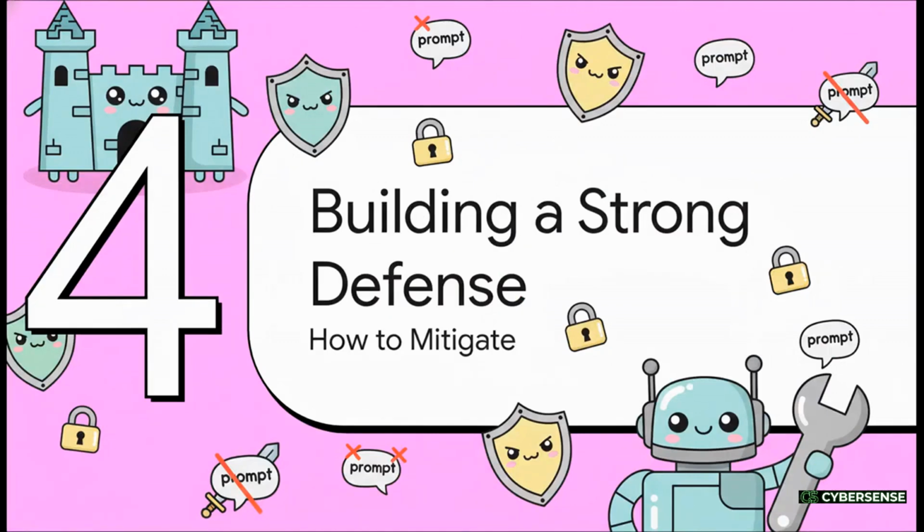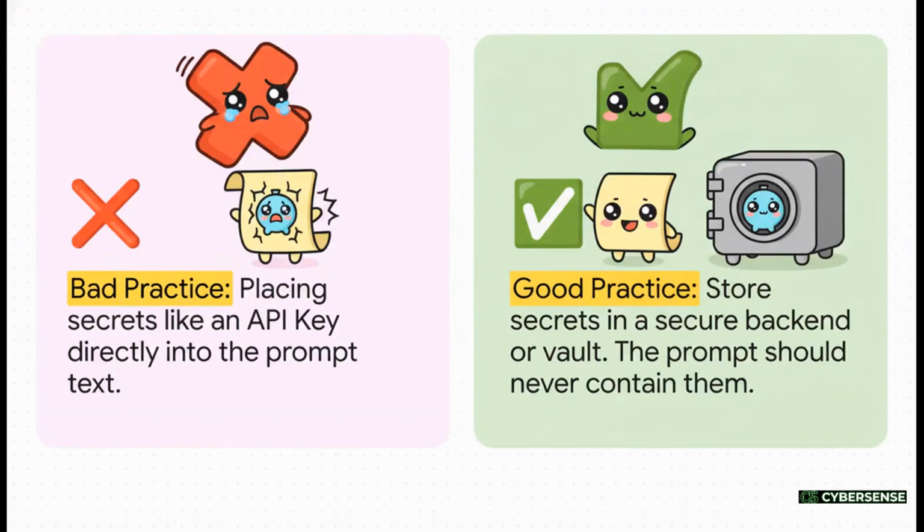All right, enough about the attacks. Let's pivot to the most important part for any developer or security professional out there. How do you actually build a strong defense against this stuff? The absolute number one rule is this. Never, ever, ever put secrets directly into the system prompt. An API key does not belong there.